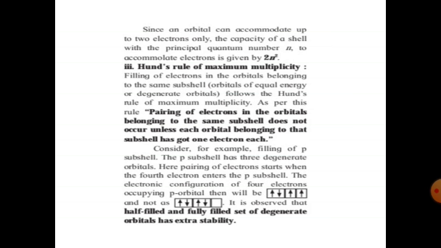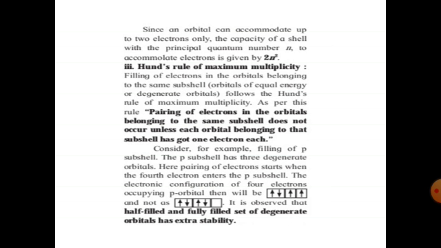Now we'll see Hund's rule of maximum multiplicity, the filling of electrons in the orbitals belonging to the same subshell. Orbitals of equal energy or degenerate orbitals follow Hund's rule of maximum multiplicity. As per this rule, pairing of electrons in the orbitals belonging to the same subshell does not occur unless each orbital belonging to that subshell has got 1 electron each.